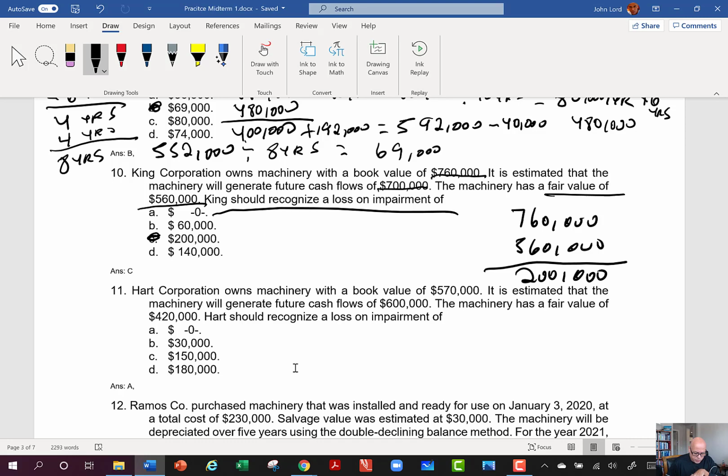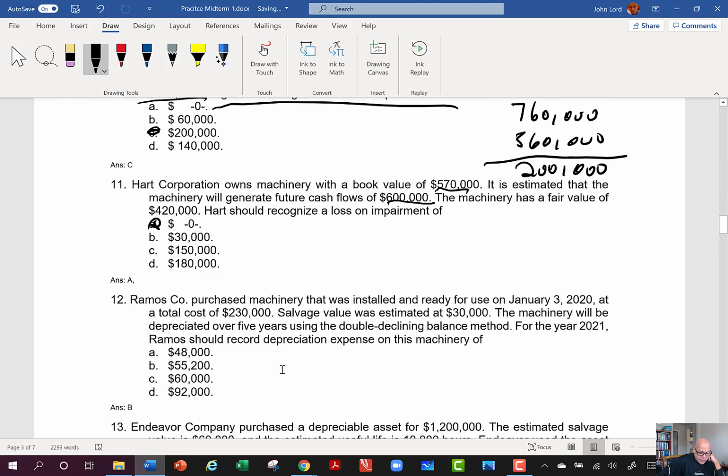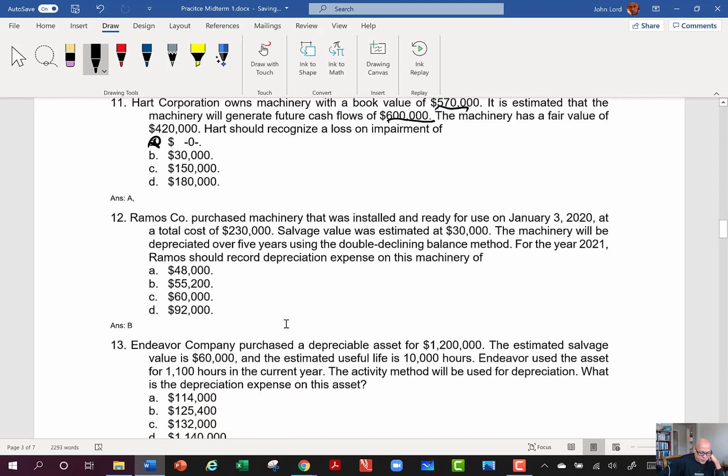here the corporation owns machinery with a book value of $570,000 and it is estimated that it will generate cash flows of $600,000. Cash flows are more than the book value. I stop there. I don't have to go into step 2. My impairment is 0. Okay? Okay, good.